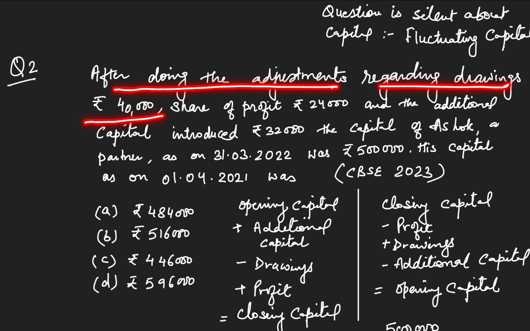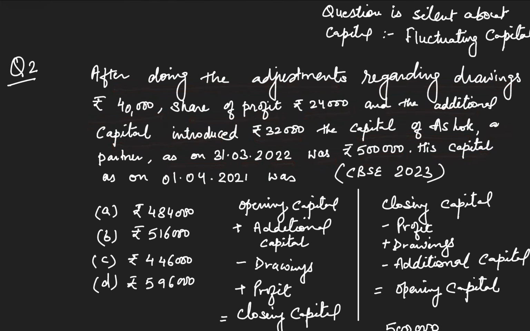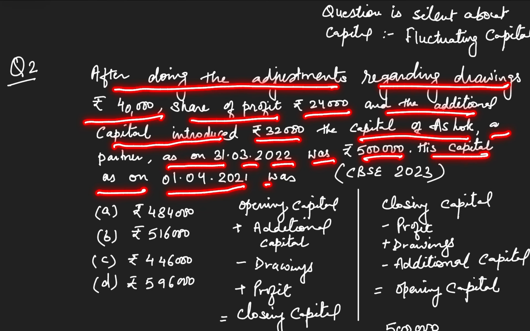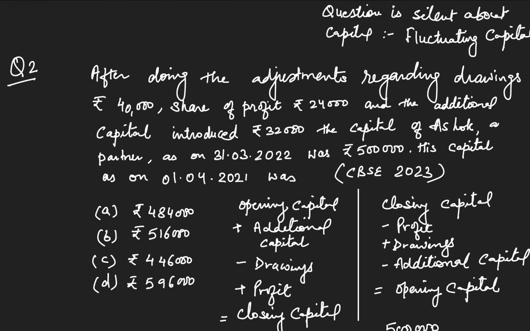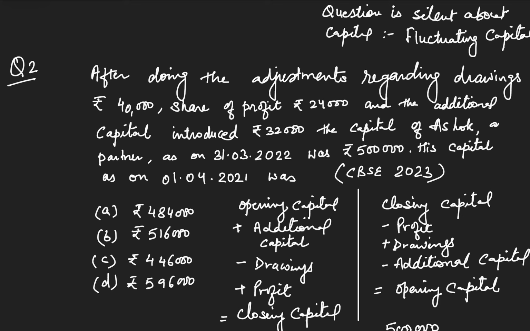Let's begin. After doing the adjustments regarding drawings, rupees 40,000, share of profit rupees 24,000, and the additional capital introduced rupees 32,000, the capital of Ashok, a partner, as on 31st March 2022 was rupees 5 lakh. His capital as on 1st April 2021 was? So the question is actually asking about the opening capital. Closing capital is given in the question and we have to calculate the opening capital.